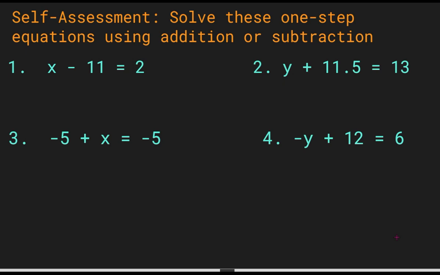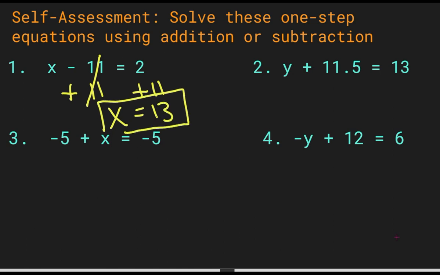All right, welcome back. Let's do this. Opposite of minus 11 is plus 11. And if I do it to one side of the equation, I'm going to do it to the other side. 11 plus 2 is 13. 13 minus 11 is 2. That one works. Ding.